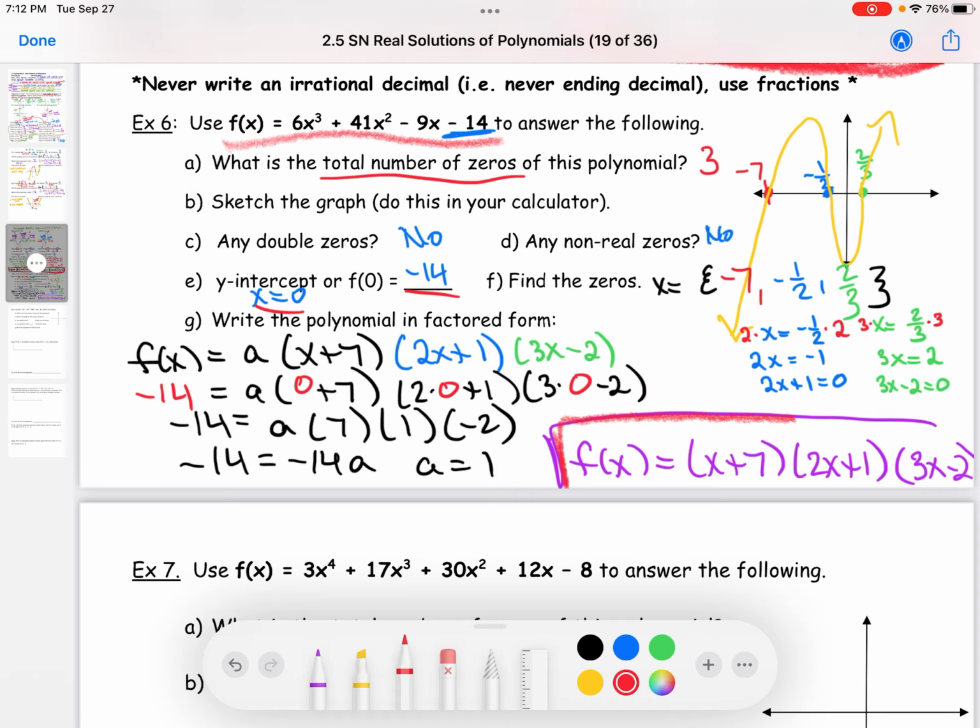And again, go ahead and take a second and graph that in your calculator. Use a different color. Take a second, graph that factored form in your calculator. Make sure it matches your original graph.